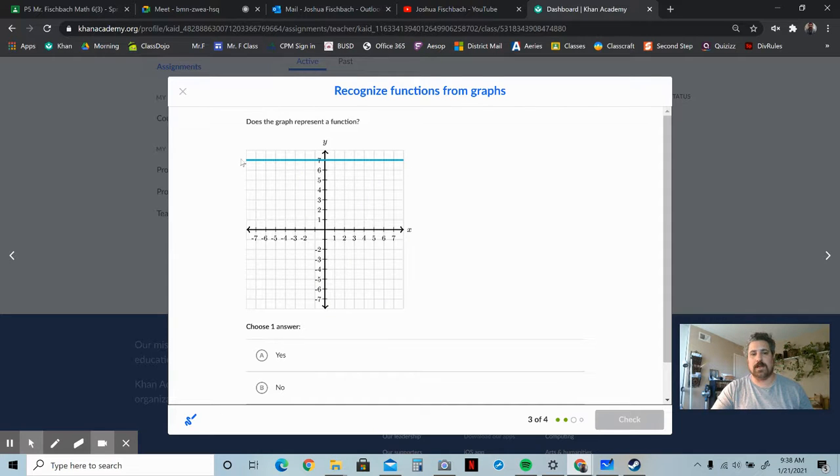And for this one, if you move along the x-axis, is it only interacting with this blue line in one spot at a time? And that's a yes.